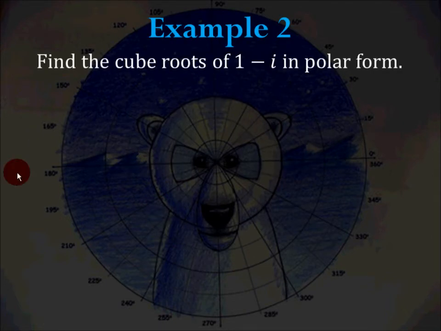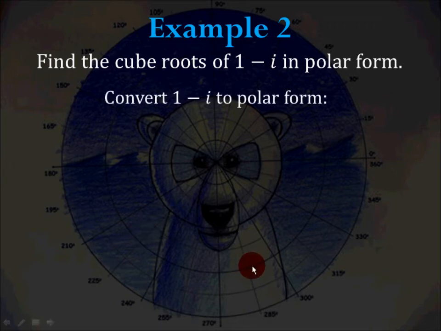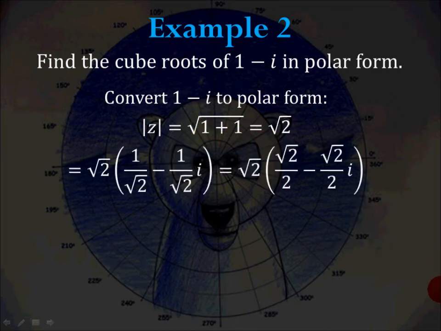Example 2. Find the cube roots of 1 minus i in polar form. Alright, so we're going to use de Moivre's theorem to solve this. The first thing we want to do is convert 1 minus i to polar form. So let's find the absolute value, the r of this number. The r of this number is going to be radical 2, by adding the square root of 1 plus 1, because x is 1, y is negative 1. So if you factor out the radical 2 from the complex number, and then multiply each coefficient here by radical 2 on the top and the bottom, you're left with radical 2 times radical 2 over 2 minus radical 2 over 2 i. Notice if you redistribute this, you're back to what you started with.